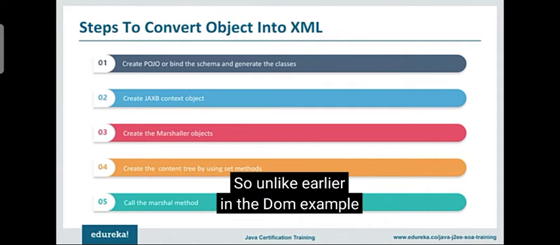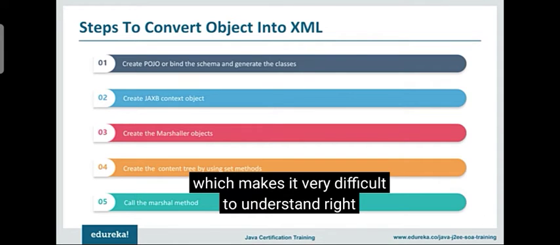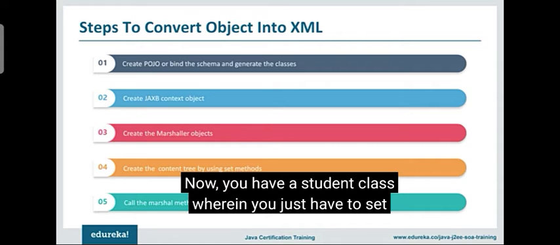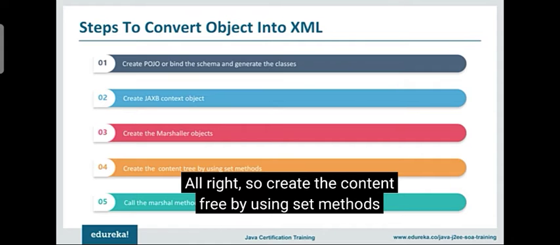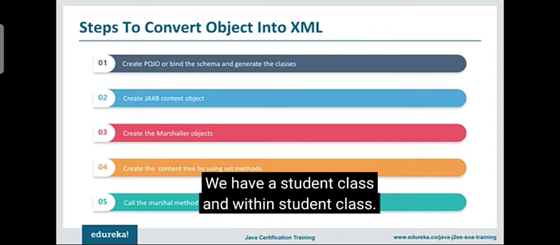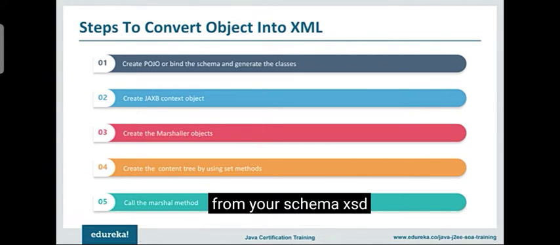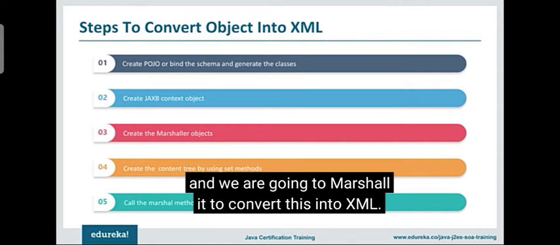Unlike the earlier DOM example, where we were actually creating the tree with appendChild and so on, which is difficult to understand and cumbersome to maintain if you miss something, now you have a student class wherein you just have to set values. Create the content tree by using set methods and then call the marshal method to convert this class into an XML. The student class has all the properties derived from your schema, the XSD, since schema and XSD mean the same. You set the values you want in the XML into the instance variables of the student class, and marshal it to convert it into XML.